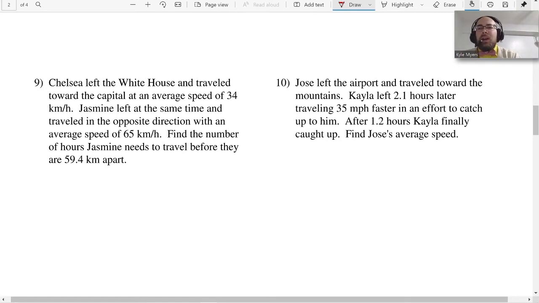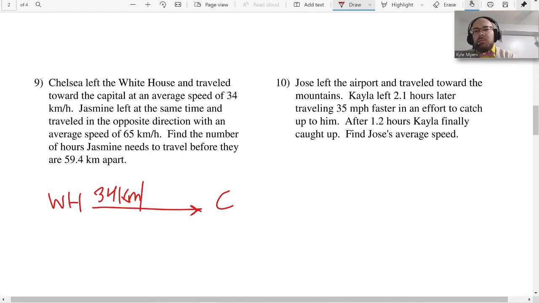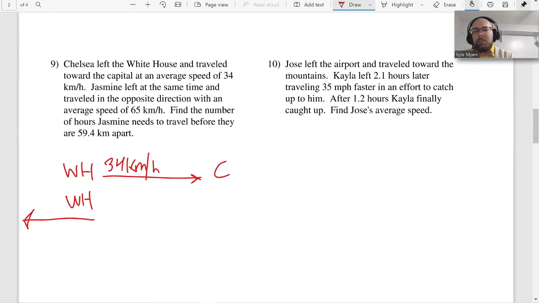So anyways, without further ado, let's go ahead and knock out this last problem here. Chelsea left the White House. Oh, the White House. This is an important person here. And traveled toward the capital, at an average speed of 34 kilometers per hour. Okay. Jasmine left at the same time at the White House and traveled in the opposite direction, with an average speed of 65 kilometers per hour. Yeah, the units are the same. Yeah, and check out for that too.